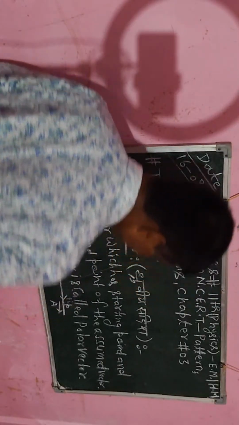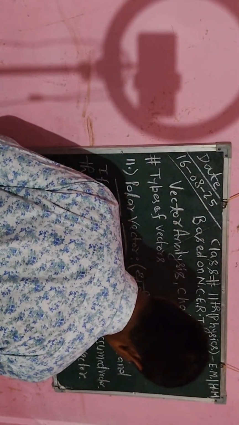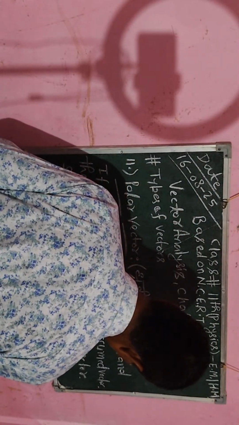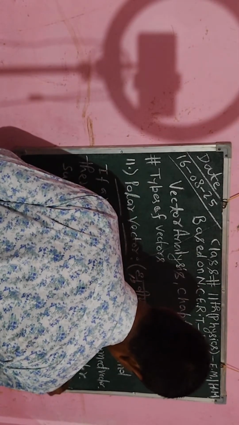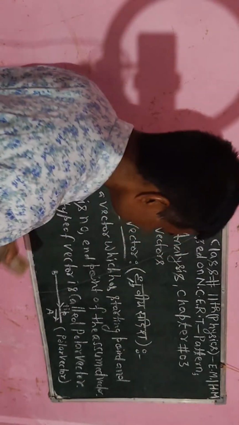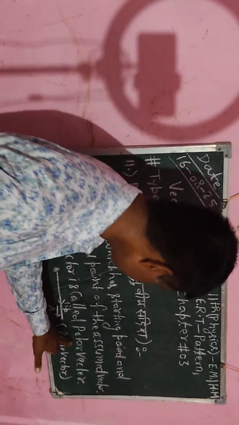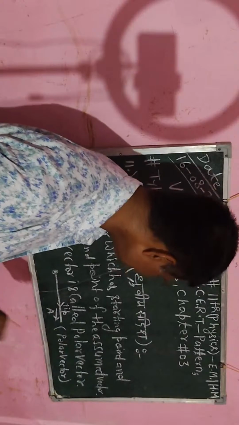So that vector I will say is the polar vector. Here I can write: polar vector. This is the required concept and I have to explain it here in detail. So this is the concept of polar vector that I have explained here.